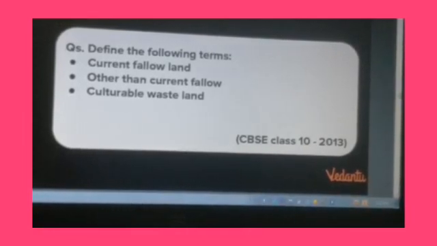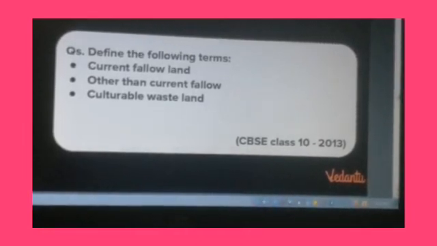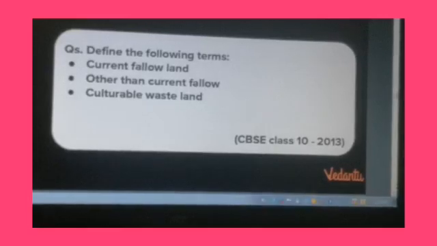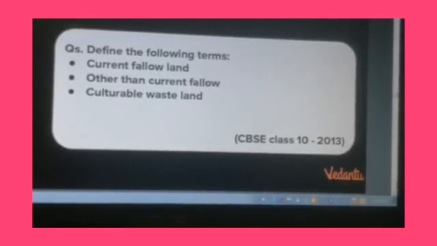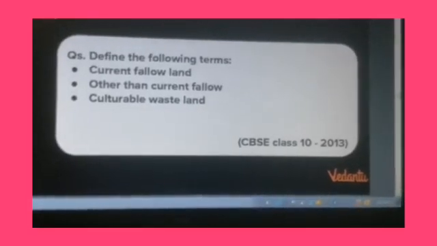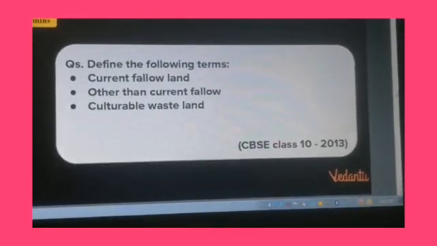Define the following terms: current fallow land, other than current fallow land, cultivable wasteland. CBSE 2013, there were three questions, each carrying 1 mark.